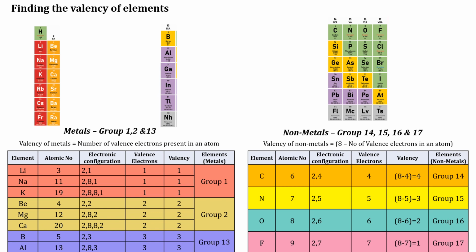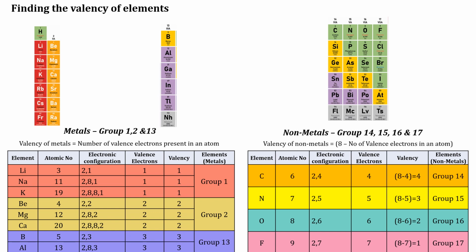Now we move on to group 15. It starts with the element nitrogen. Nitrogen, its atomic number 7. Valence electrons of 5. So 8 minus 5 is equal to 3. Its valency is 3. Let's take a look at group 16, that is oxygen family. Oxygen has 6 valence electrons. So 8 minus 6 is equal to 2. Hence its valency is 2.